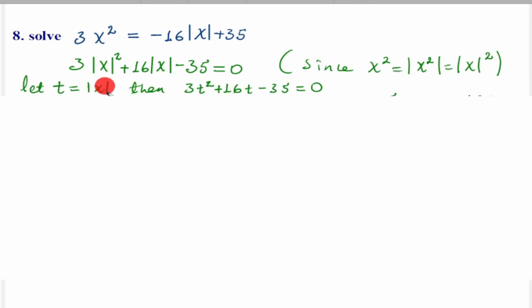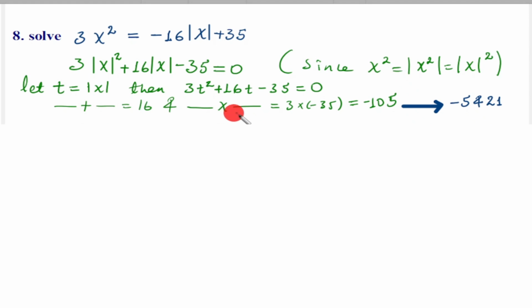And let t is equal to absolute value of x. Then when we write this, 3t squared plus 16t minus 35 is equal to 0. Now this is a quadratic equation, so we can solve by factorization, completing the square method, or general quadratic formula. I solve by factorization method. We must find 2 numbers. The sum is 16 and the product is 3 times minus 35, which is equal to minus 105.